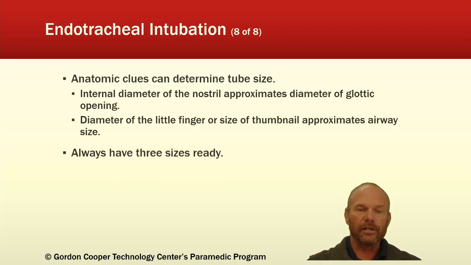Also, the internal diameter of the nostril can approximate the diameter of the glottic opening and serve as a guide for selecting the correct ET tube size. We're not talking about if you're going to do a nasal tube, we're talking about oral. Still you can use the diameter of the nostril as a guide. There are also little tips and tricks, and within your curriculum you see little finger or thumbnail. The diameter of the patient's little finger, or the size of their thumbnail, is another quick way just to estimate the appropriate airway size.